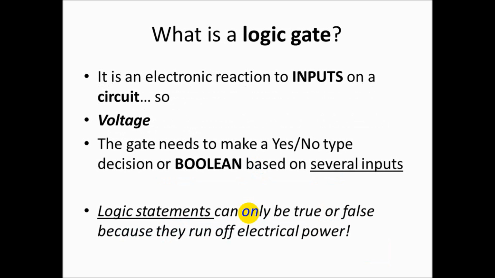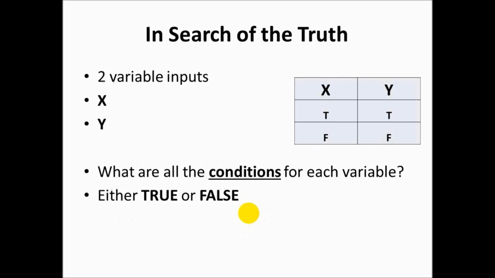However, an electronic reaction relies on not just one input but often many inputs of voltage, and a decision needs to be made on this. High voltage 1, low voltage 0, or no voltage 0. The gate needs to make a yes-no type decision, or Boolean, based on several inputs. Logic statements can only be true or false because they run off electrical power. In search of the truth.